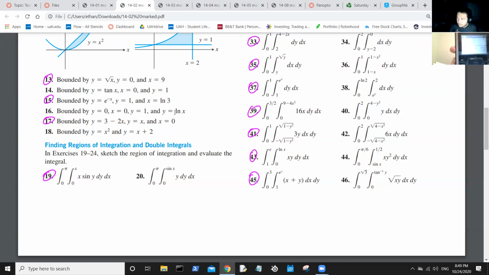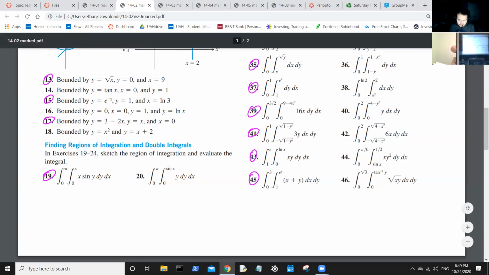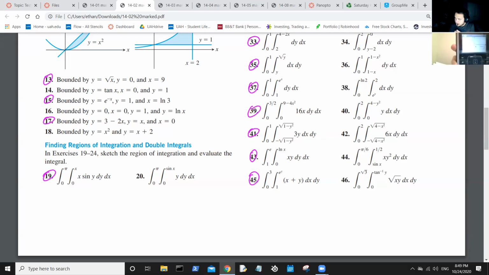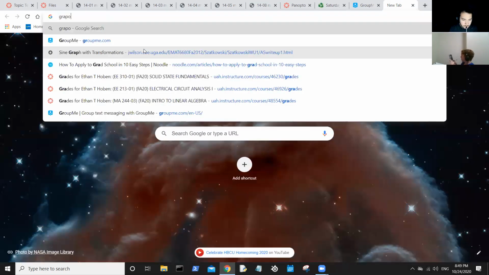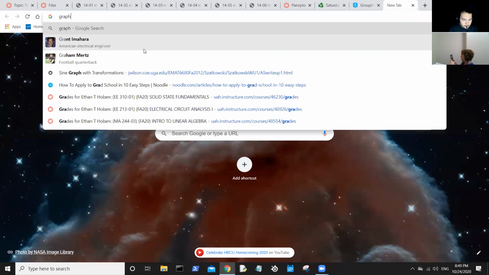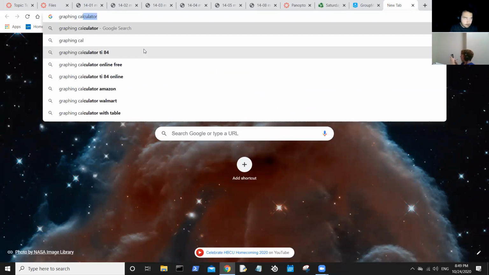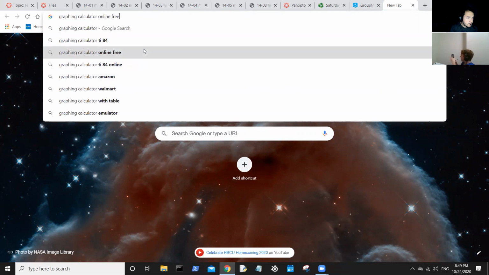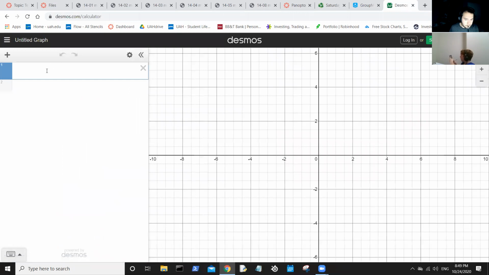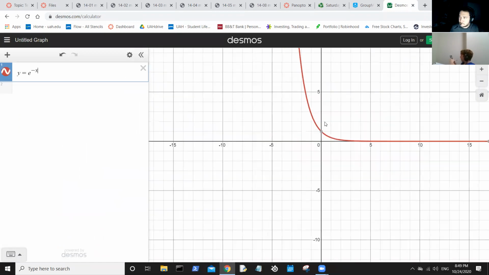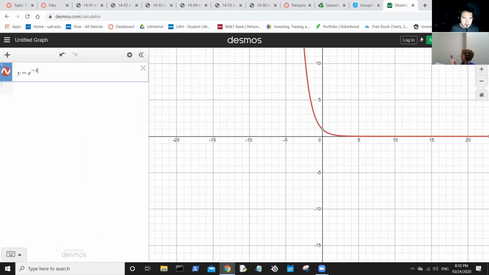Here's 1 over e to the x graphed in my graphing calculator. Does it look like e to the x flipped across? Well, we can look at that. Let's see, I'll go to Desmos. Yeah, look, it's just flipped. Yeah, that's what it should look like. All right, good.